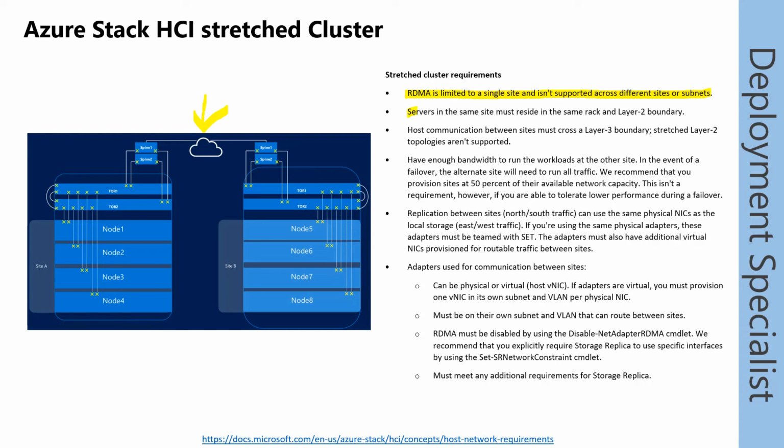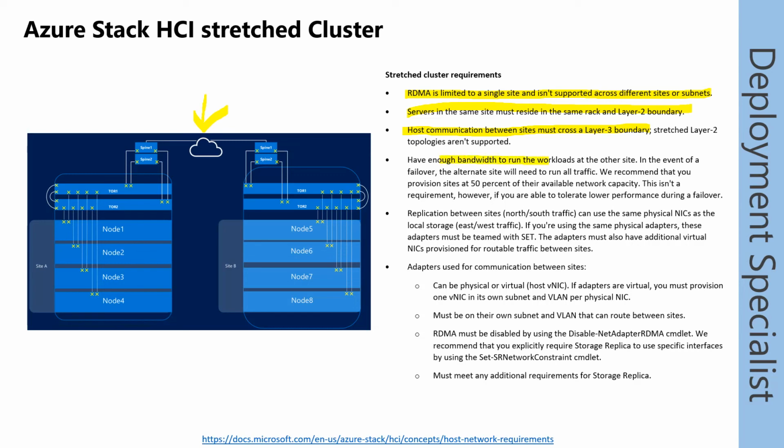The servers in the same site must reside in the same rack and layer 2 boundary. I mentioned this when I showed you the option to configure the fault domain awareness. I had this picture with the racks, and I described that it is not supported to have servers in one cluster that is not stretched in different racks. The host communication between the sites, so between site 1 and 2 in this picture, must cross a layer 3 boundary. Stretched layer 2 topologies are not supported.